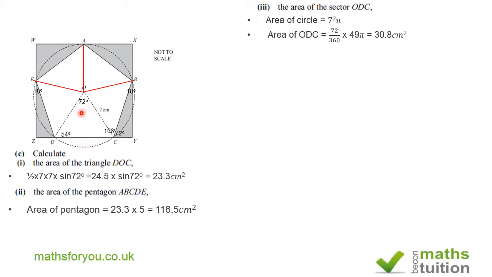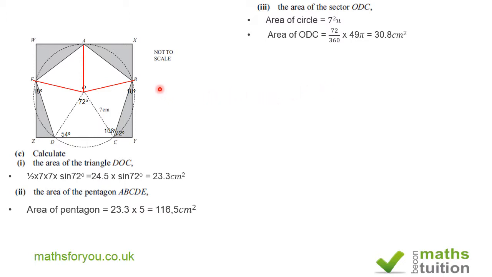Because the area of this sector has got to be a proportion of the area of the whole circle, and that proportion depends on the angle subtended at the center by the arc CD. So we now have 30.8 centimeters squared as the area of the sector.